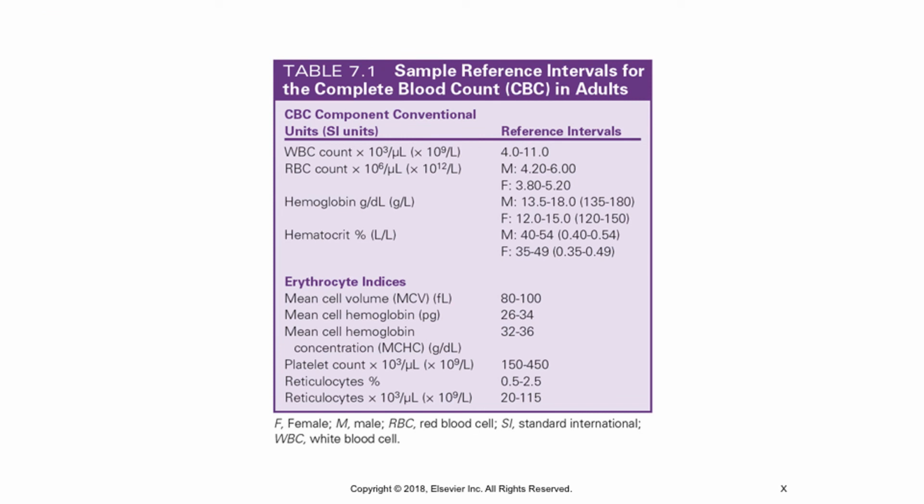This is just a little table from, again, chapter 7, so be familiar with these numbers. The ones more so would be the first 4 there, the normal values for your white count, your red count, your hemoglobin, and your hematocrit. And then we'll define what reticulocytes are.